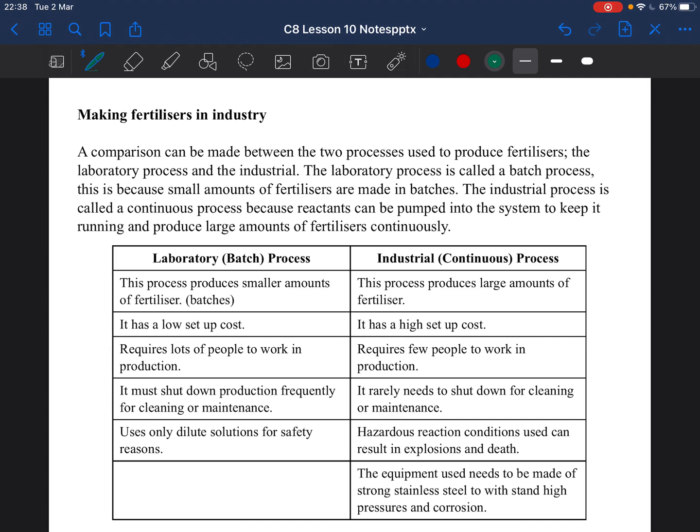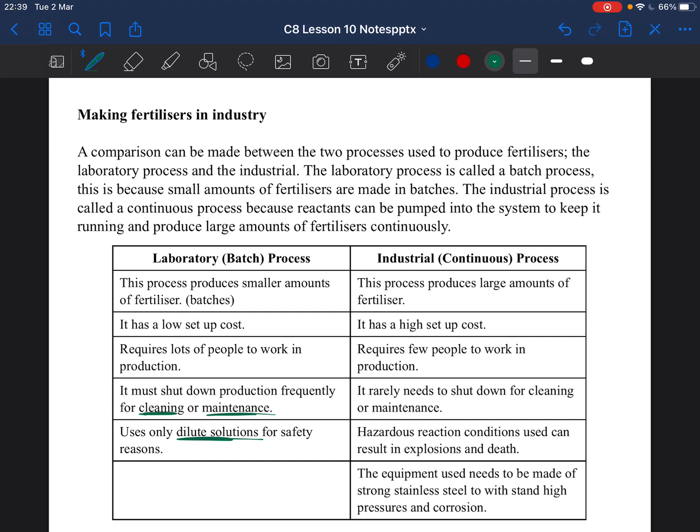So if you want to make a lot of it, you're going to need hundreds, if not thousands, of people to do this. Our problem with that is because people are working directly with the chemicals, you can only really use dilute solutions for safety reasons. So you can't make huge amounts of chemical with high concentrations for safety. And you're going to have to shut down a lot to clean or maintain your equipment. So you will only probably be able to do a process maybe once or twice, and then you'd have to do a big deep clean and then move again and set it all up again to go.